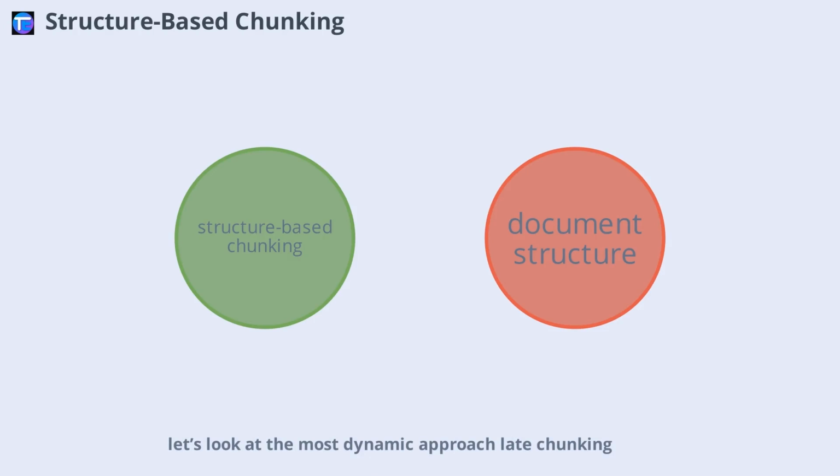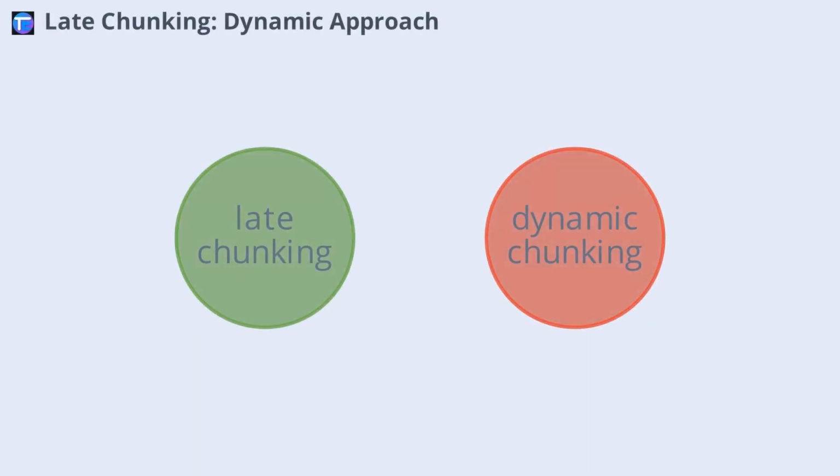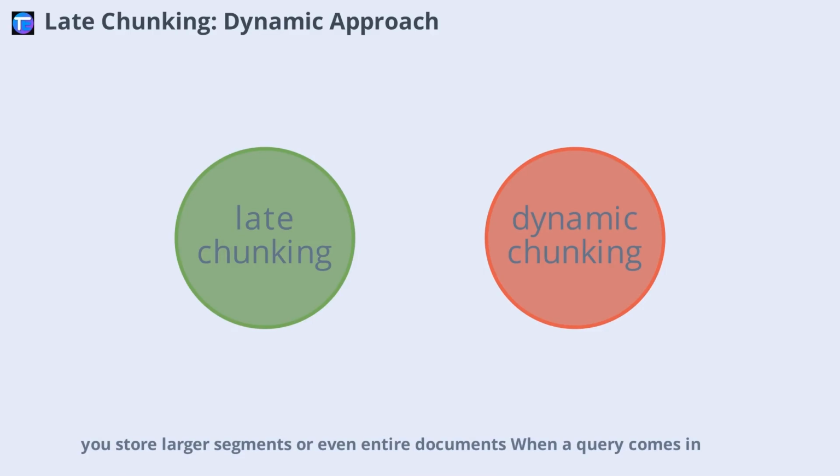Now, let's look at the most dynamic approach, late chunking. Late chunking, also known as dynamic or query time chunking, defers splitting documents until a query arrives. Instead of chopping up everything up front, you store larger segments or even entire documents. When a query comes in, only the relevant segments are dynamically split and filtered.